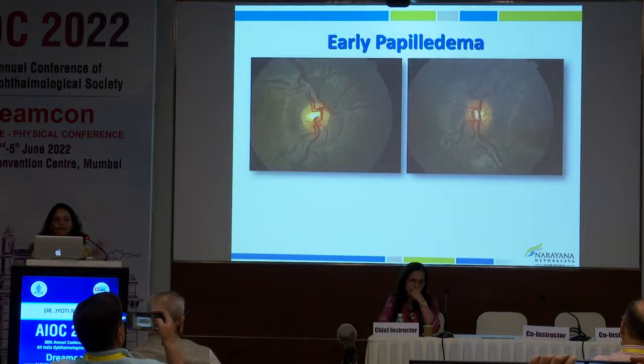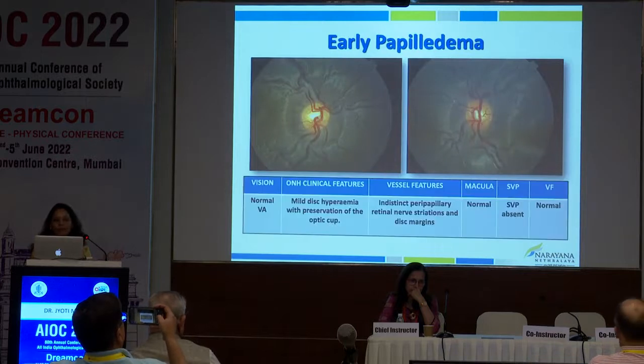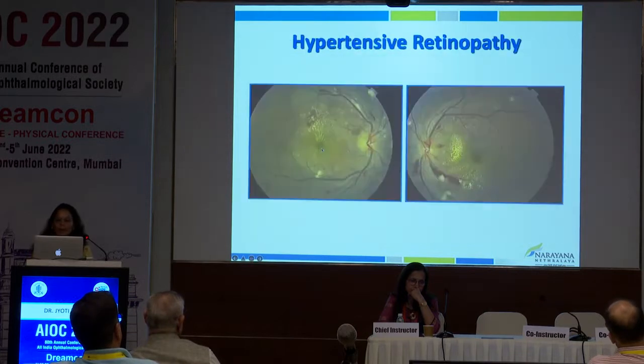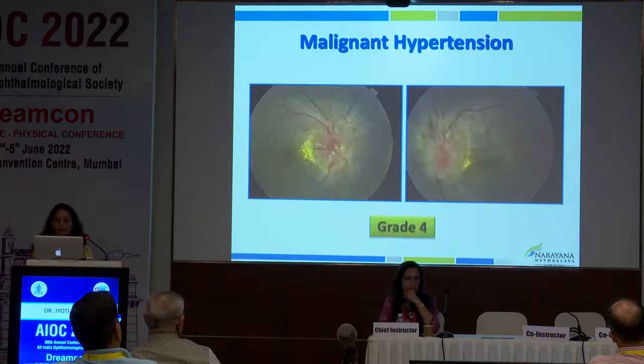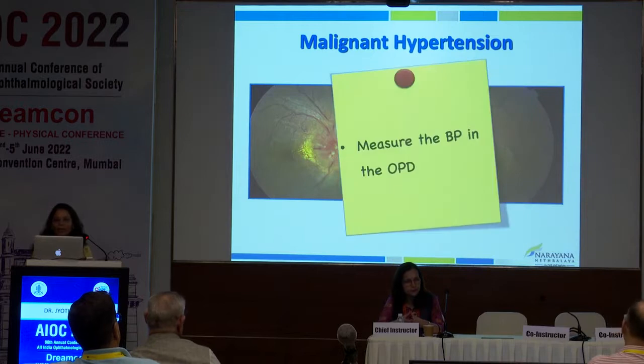On the other hand, let's see, this is a patient with early papilloedema. Vision was perfectly okay, but you can see this indistinct elevation all around the optic nerve head. In hypertensive retinopathy, you can see a classical history of hypertension, narrowing of vessels. But in malignant hypertension, grade 4, you will have this classical disc edema. Hence, for every patient of disc edema, measure the BP in your OPD, important.